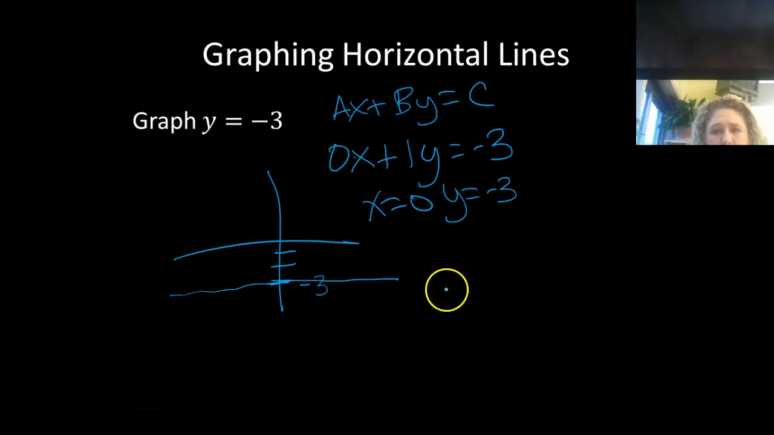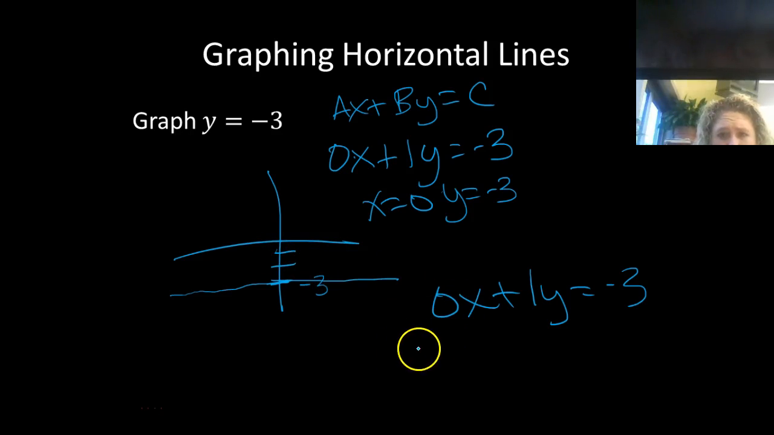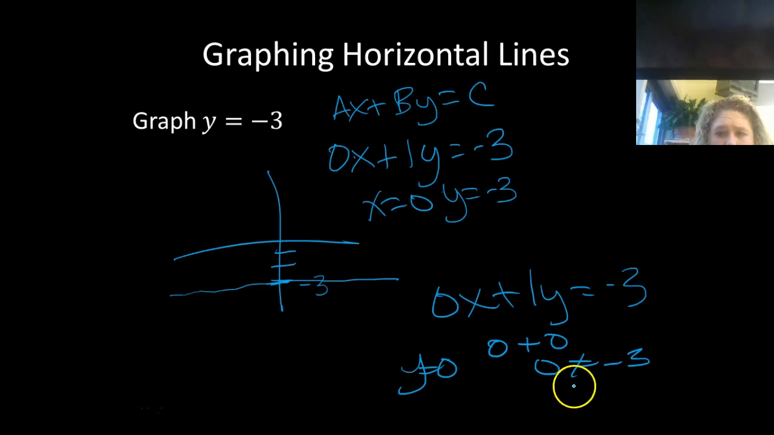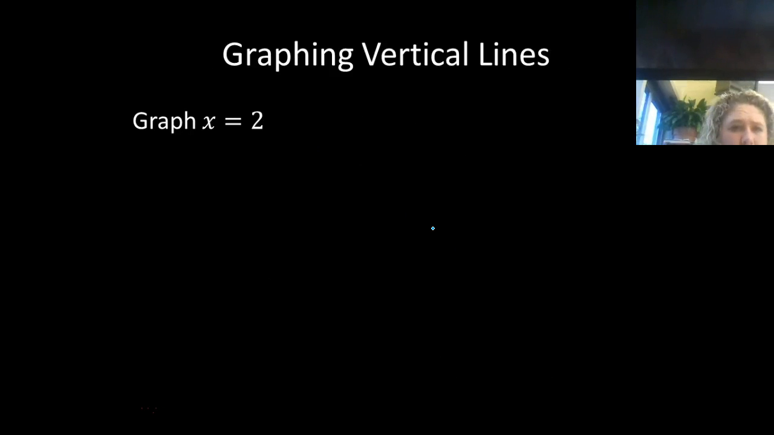And now let's flip it. If y was 0, 0 is not equal to negative 3, so we don't even have a spot where it crosses my x-axis, which makes sense because, once again, is this going to cross? No, this is going to stay parallel with my x-axis. So now let's look at vertical.